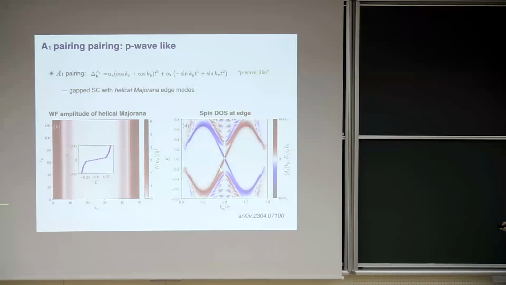And if we look at the edge density of states, we have here a full gap, and then we have 2 states which cross this gap, which have opposite spin. This is called the helical Majorana state.